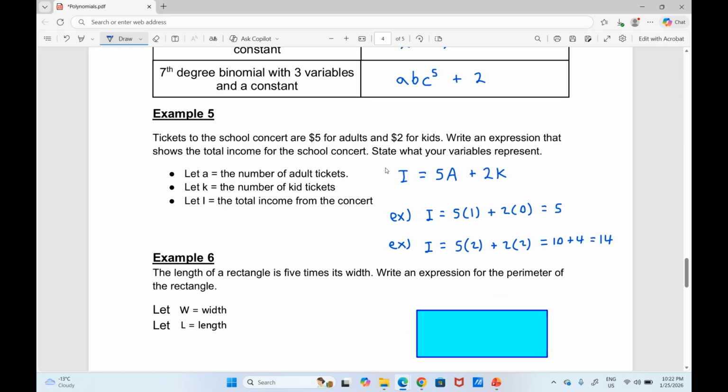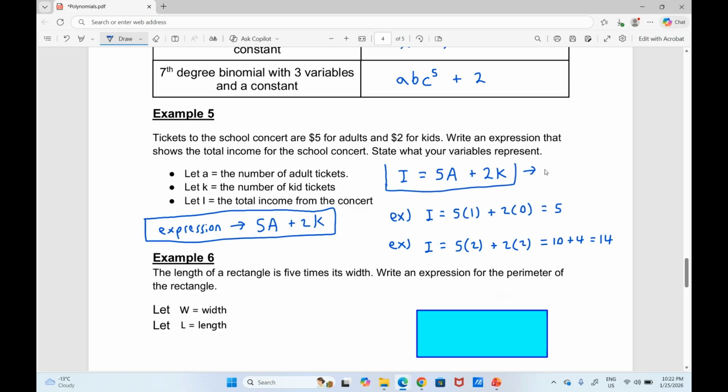So hence my expression. It says write an expression that shows total income. Oh, I guess this is more of an equation, but my expression is going to be 5A plus 2K. Definition-wise, this is going to be an expression, just because an expression shouldn't have an equal sign involved in it. So this one here is actually an equation. That's what we use to solve for specific entities. So the expression would be this one here, just to satisfy what they wanted me to solve for.